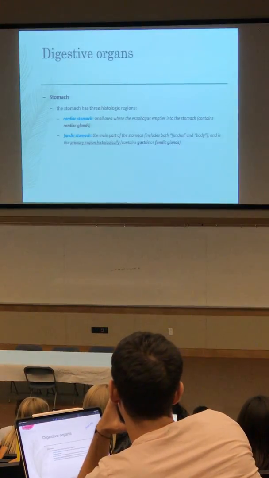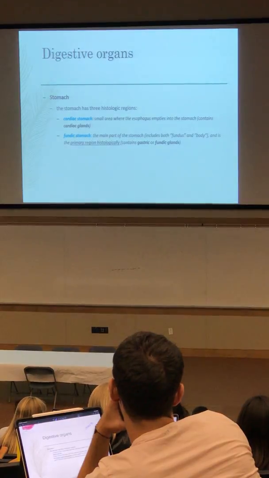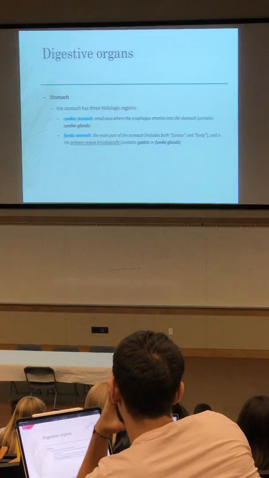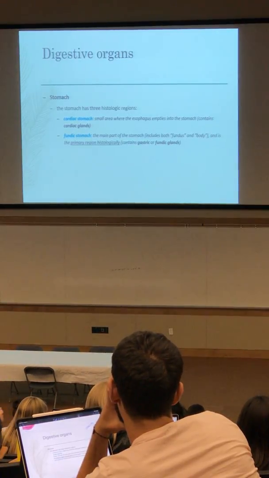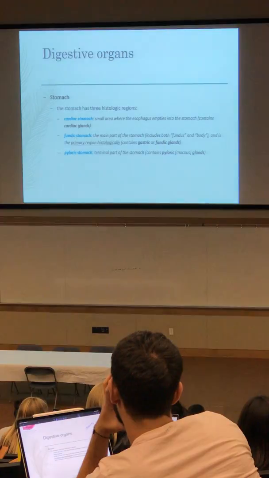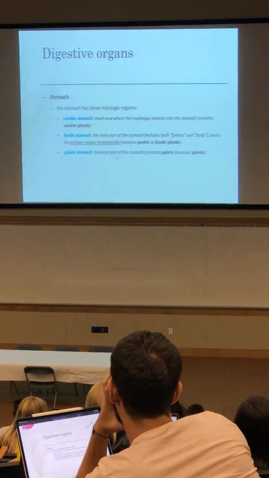What is confusing is what we call the fundic stomach histologically. Histologically, the fundic stomach includes both the fundus and the body of the stomach anatomically. So the main part of the stomach histologically is called the fundic stomach, and the glands in that part are called gastric glands or fundic glands. All right? And then the terminal part is the pyloric stomach, and this contains pyloric glands, which are mucus-type glands.